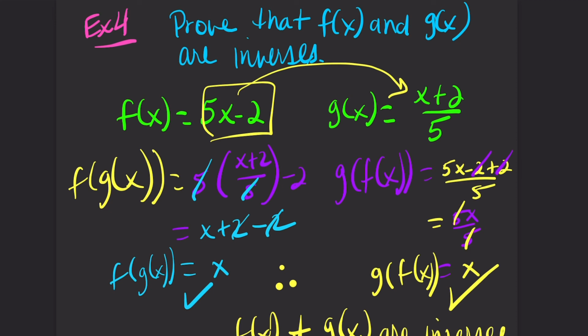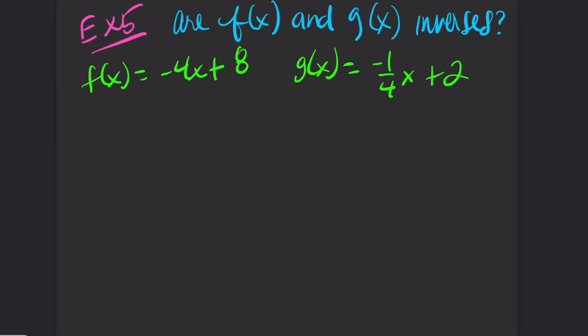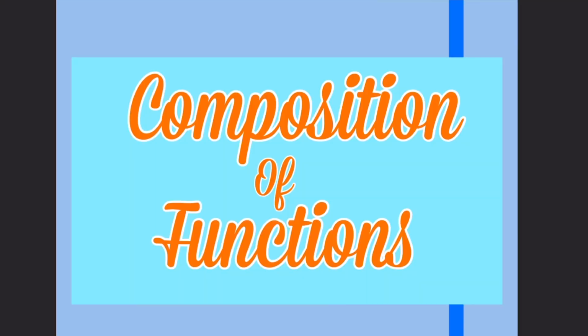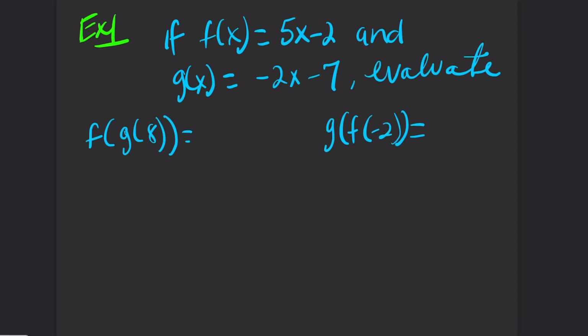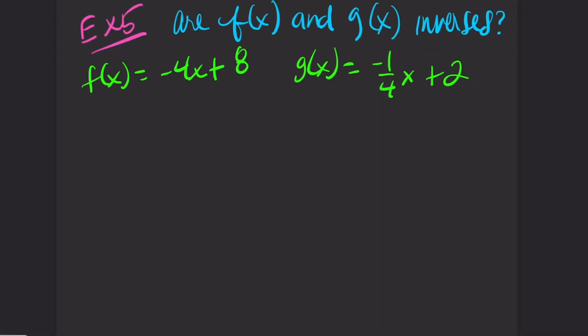So again, we use composition of functions to prove if two functions are inverses of each other or not. Keep in mind that you have to do both ways. So go ahead and try this one. Are f and g of x inverses or not? Okay, so here they are.